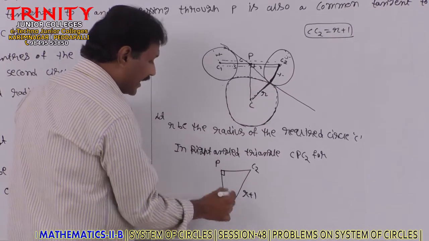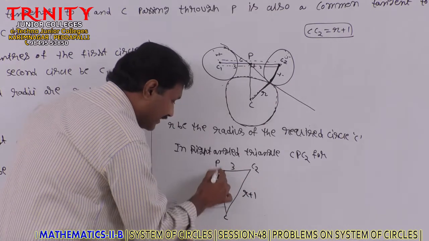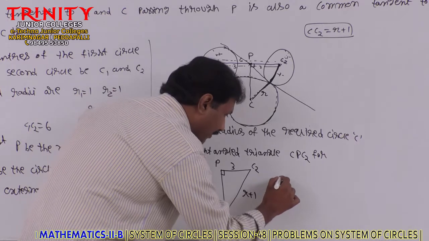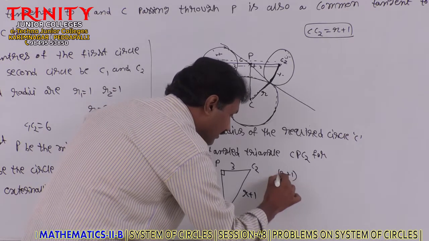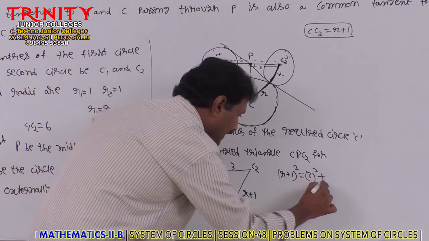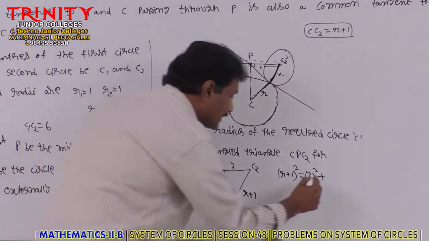Therefore, this is a right angle triangle. The length of PC2 is 3. In this case, we need the length of PC. Here, opposite to the right angle is the hypotenuse. From the Pythagoras principle, R plus 1 whole square equals 3 square plus PC square.